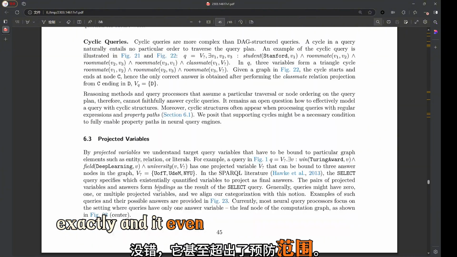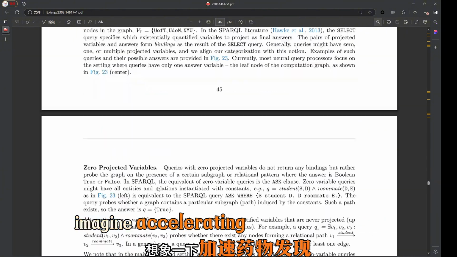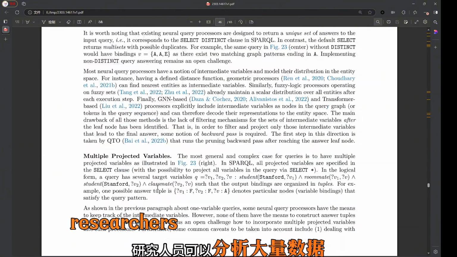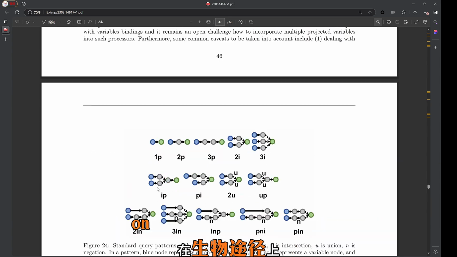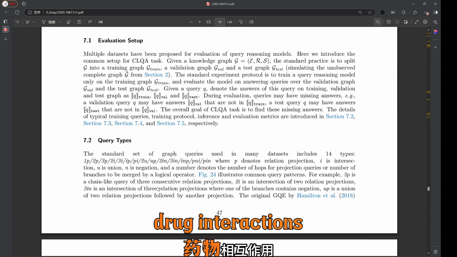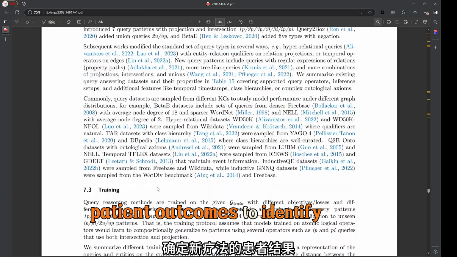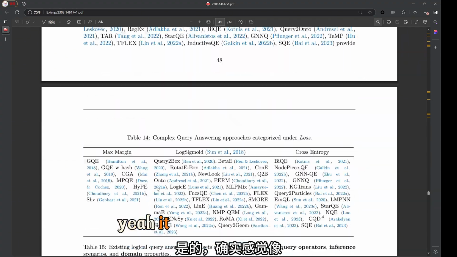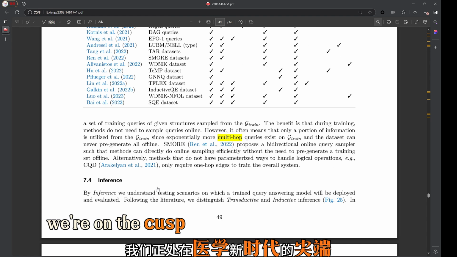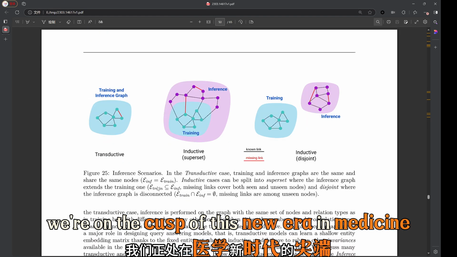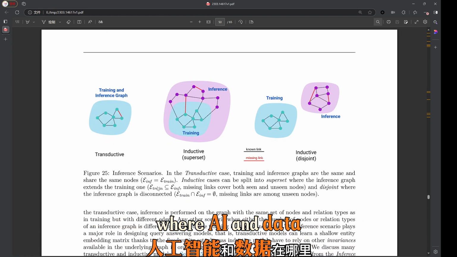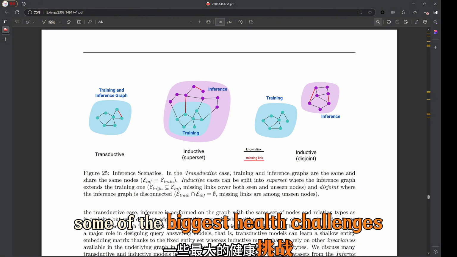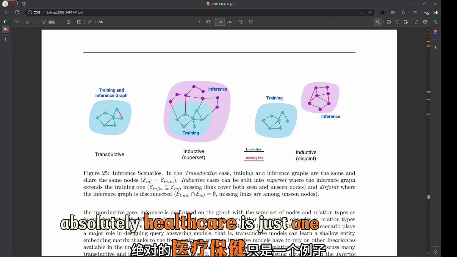Exactly. And it even goes beyond prevention. Imagine accelerating drug discovery. Researchers can analyze tons of data on biological pathways, drug interactions, patient outcomes to identify new treatments. That's amazing. Yeah. It really does feel like we're on the cusp of this new era in medicine where AI and data can help us solve some of the biggest health challenges. Absolutely. Healthcare is just one example.